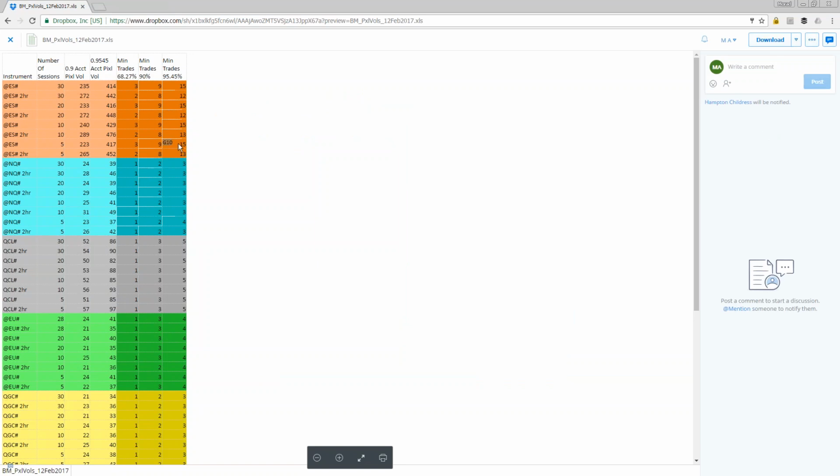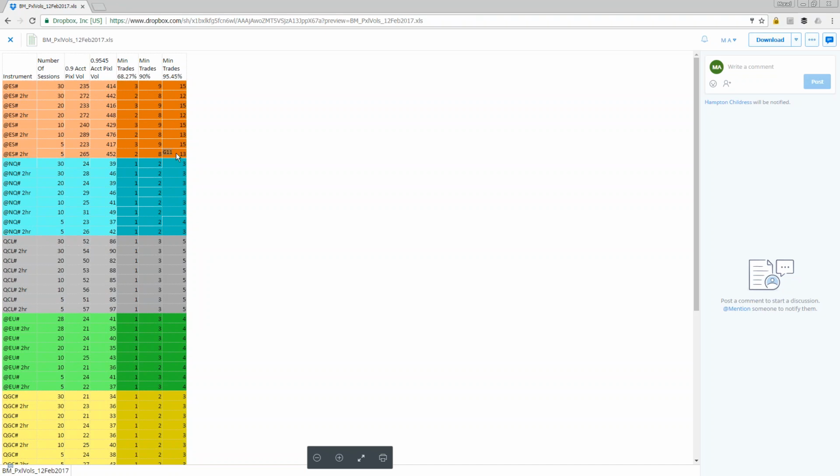This is a spreadsheet that's produced by a brainiac nerd trader that we have at Stage 5 named Hampton. He's not a nerd, I just like to pick on him. What it does is it studies the trade sizes for various periods, like 30 sessions, 20 sessions back, 10 sessions back, 5 sessions back, and it looks at the entire session and the first 2 hours.